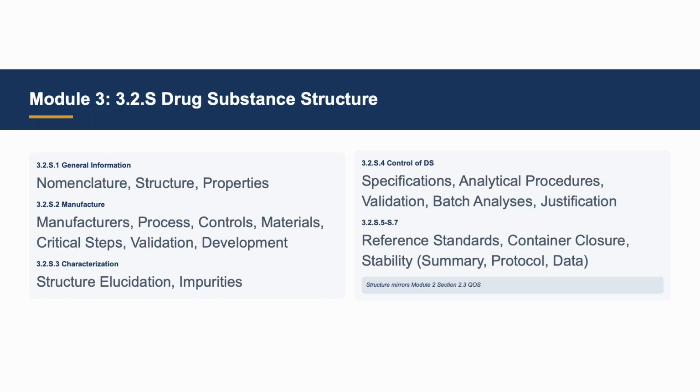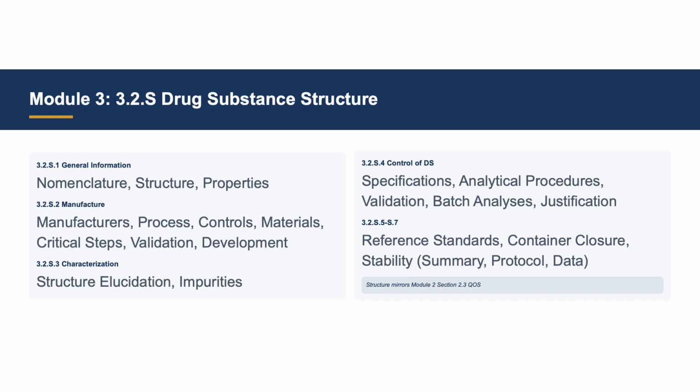The drug substance section, numbered 3.2.S, contains comprehensive documentation of your active pharmaceutical ingredient. This section is organized into 7 major subsections, each addressing different aspects of drug substance development and control. Section 3.2.S.1 provides general information including nomenclature, all the names by which your drug substance is known, structure, the molecular structure with stereochemistry, and general properties, physical and chemical characteristics such as appearance, solubility, and stability.